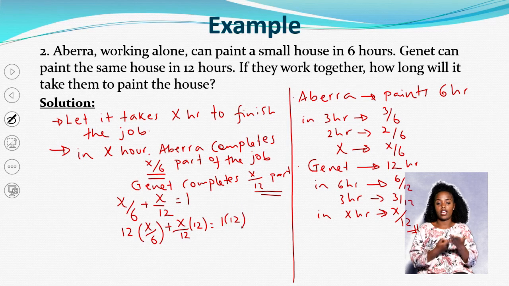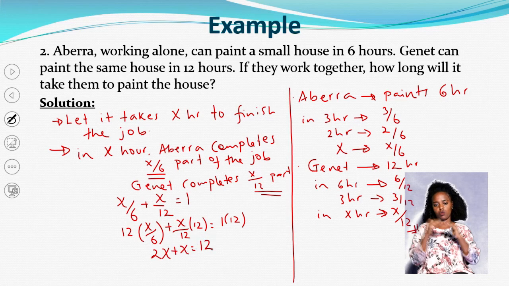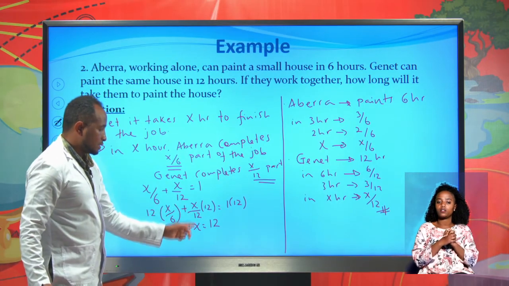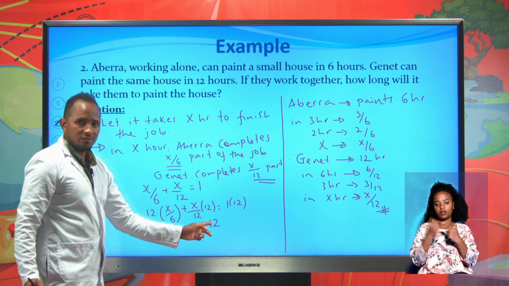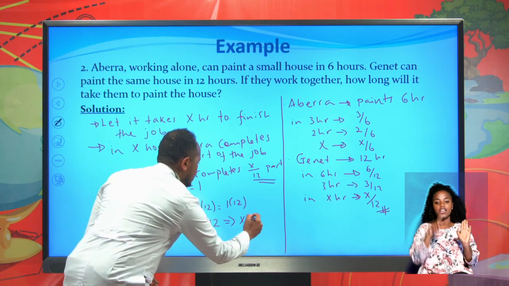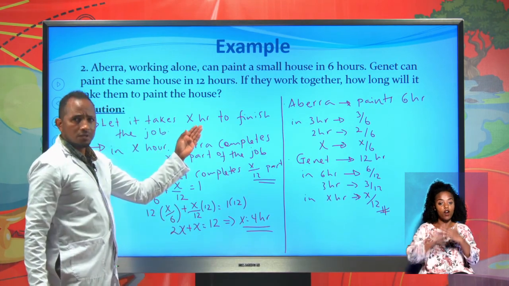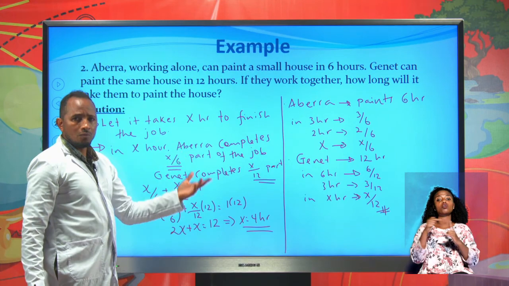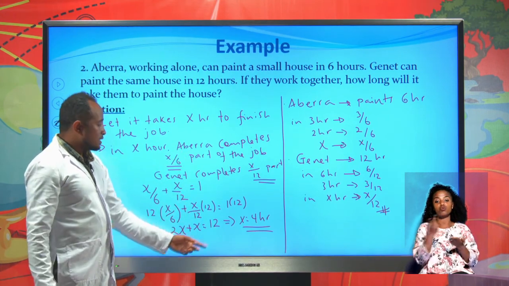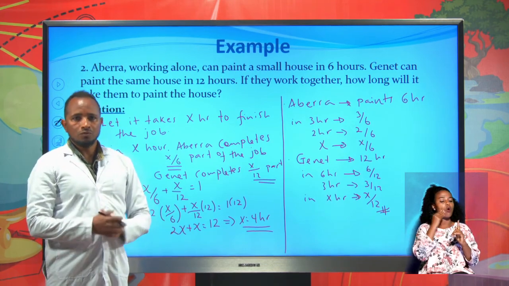Therefore, 12 divided by 6 is 2, so 2x plus x gives you 12. 12 over 12 cancels, and 3x equals 12 means x equals 4. Therefore, x is equal to 4 hours. We have found the time it takes to complete the job when they work together: it takes 4 hours when they paint this room together. That's it. Now let's continue to the next part.